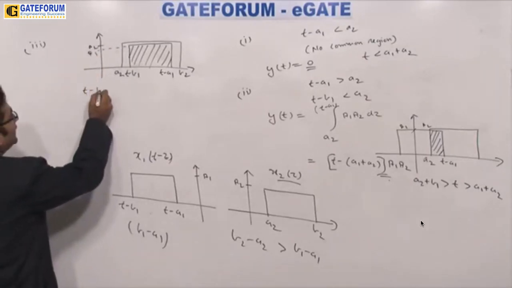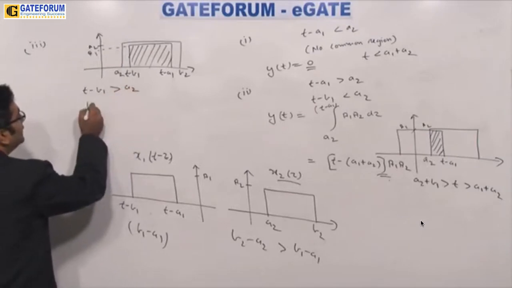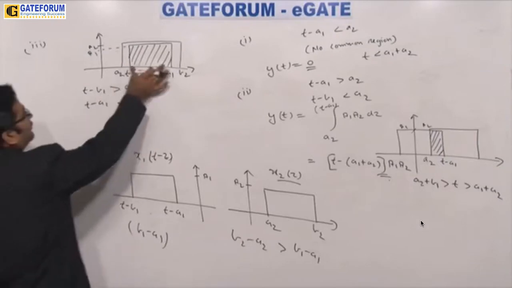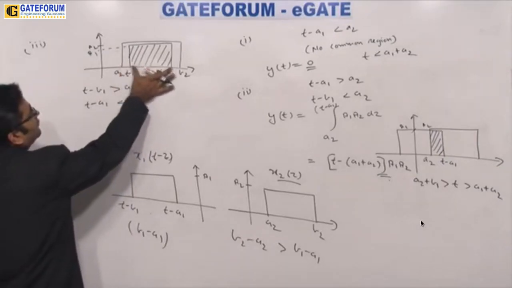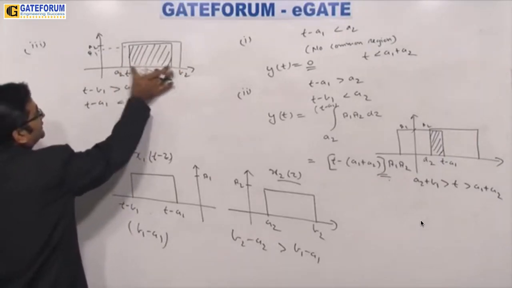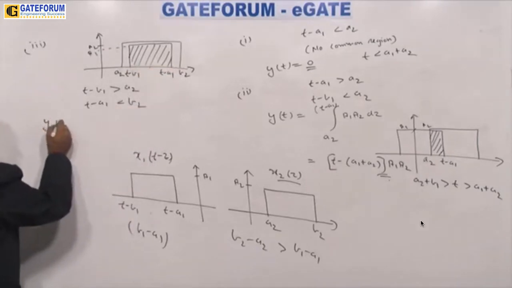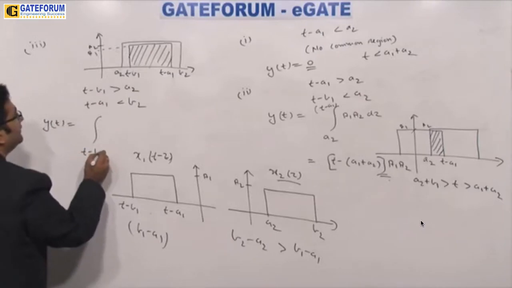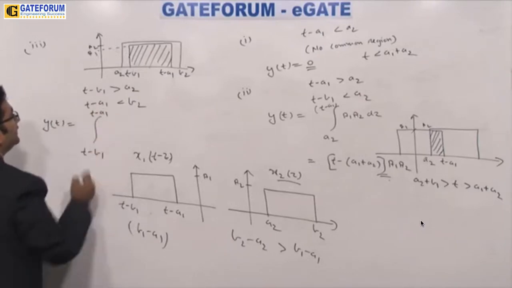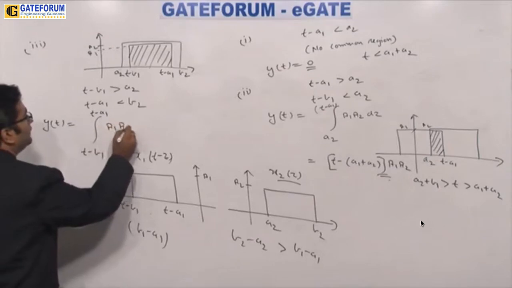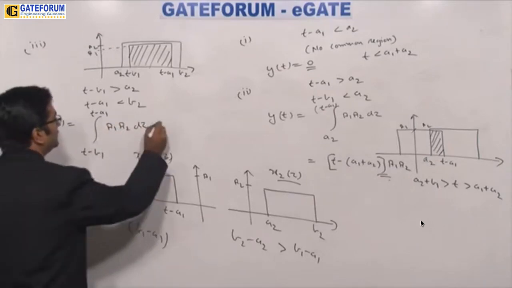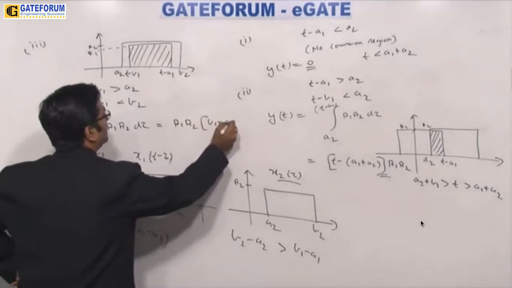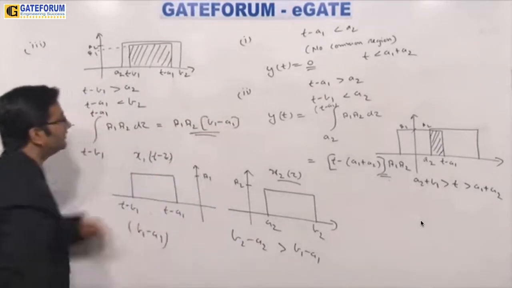In this case, t minus b1 is greater than a2, t minus a1 is lesser than b2. Now in this case, this area is constant. Even if I take this pulse and keep on rotating within this area, it will remain the same, it will not change, right? So I can write y(t) as integral from t minus b1 to t minus a1 of a1 a2 d tau. This is equal to a1 a2 (b1 minus a1). Constant, does not depend on t.